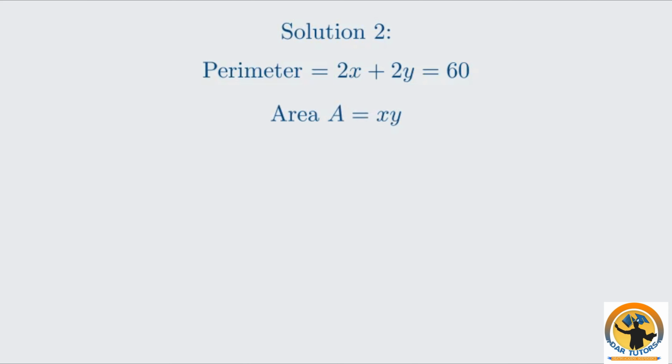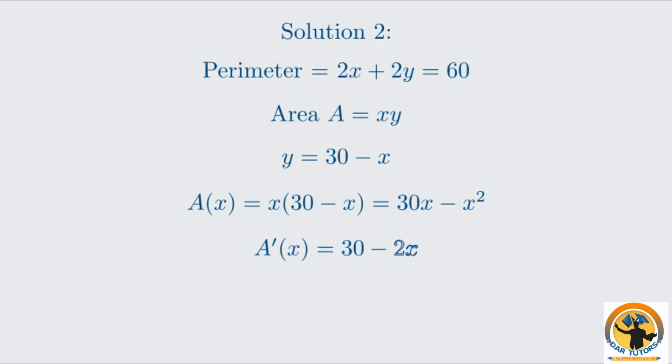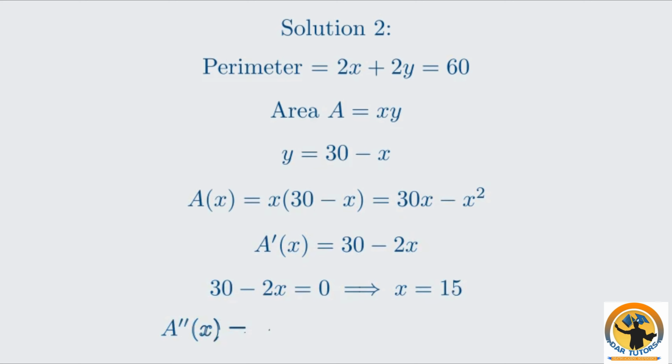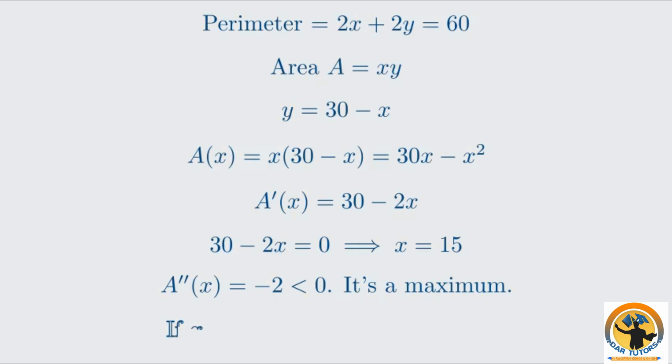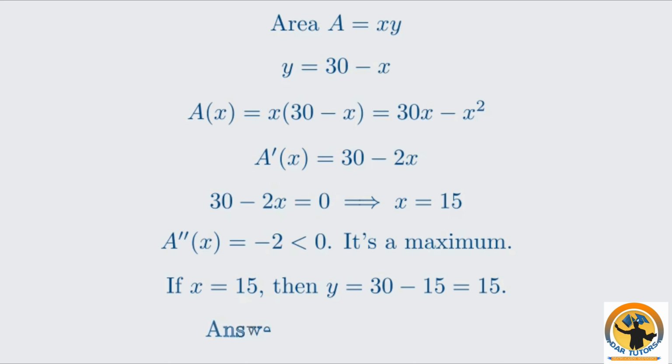Now for question 2. We have a 60 centimeter wire bent into a rectangle. We want to maximize its area. From the perimeter, we get x plus y equals 30, so y equals 30 minus x. The area function is A of x equals x times 30 minus x, which is 30x minus x squared. The derivative is A prime of x equals 30 minus 2x. Setting it to 0 gives x equals 15. The second derivative is A double prime of x equals negative 2, which is negative, so it's a maximum. When x is 15, y is 30 minus 15, which is also 15. The dimensions that maximize the area are 15 centimeters by 15 centimeters, a square.